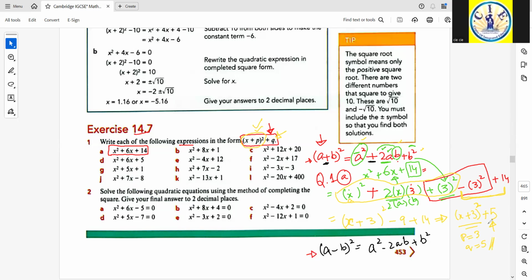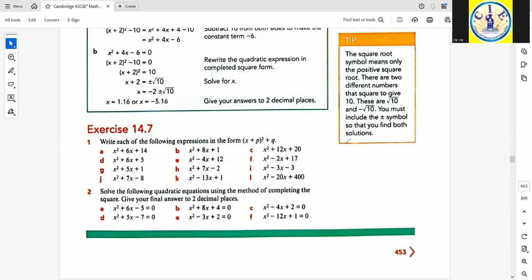Okay, in the same pattern, we need to solve part B. Let me explain it in a different way. Part B is x squared plus 8x plus 1. There are two methods to understand it, as we were doing in part A. So let me do it first of all with the same method.